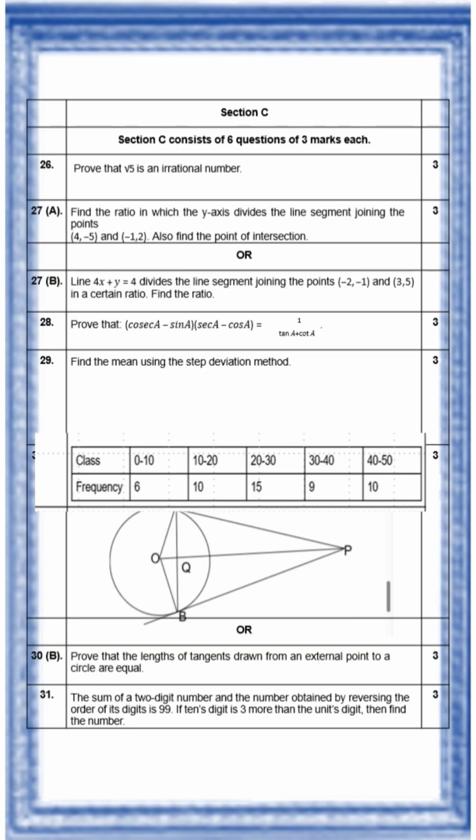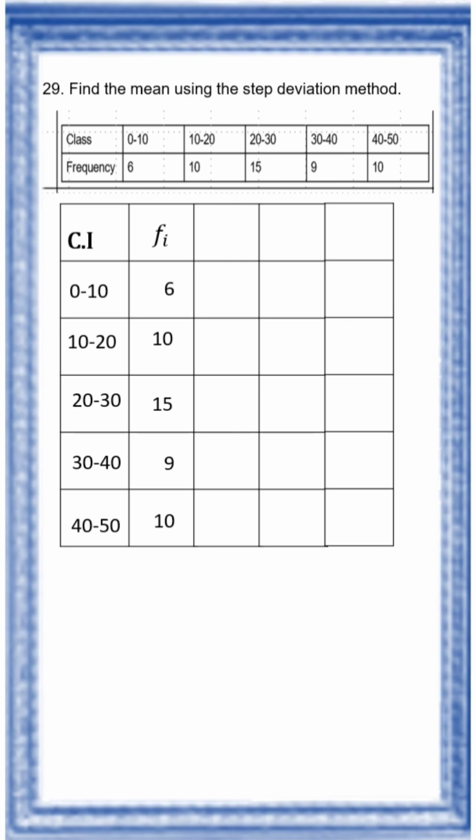Now let us solve the question number 29. Find the mean by using step deviation method. Data has been given here. Now let us write the data in this manner. In the first column, let us take class intervals. In the second column, let us write frequencies. Now let us find midpoint and write it in the third column.